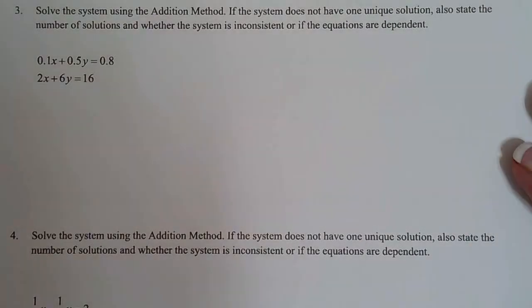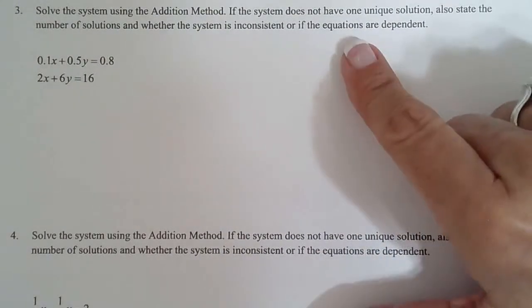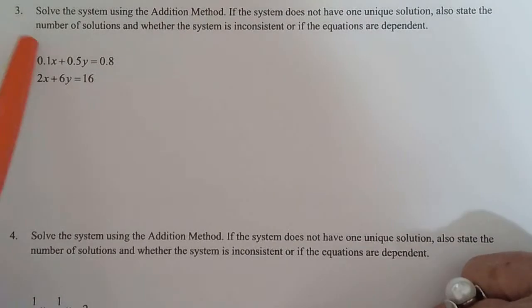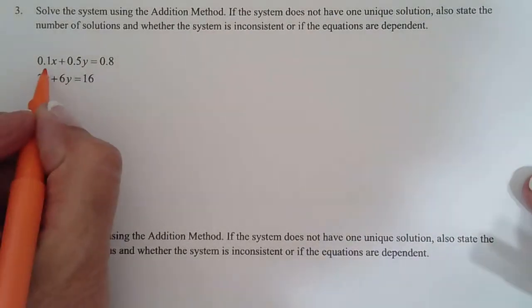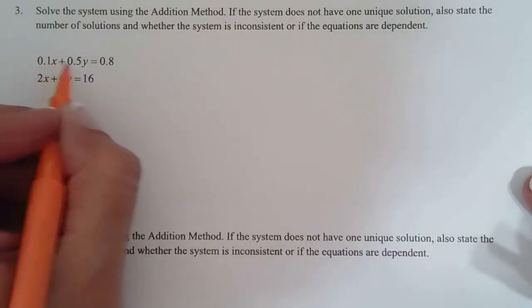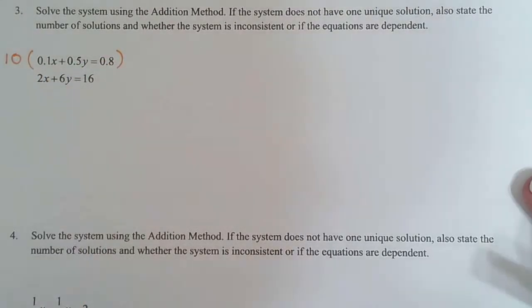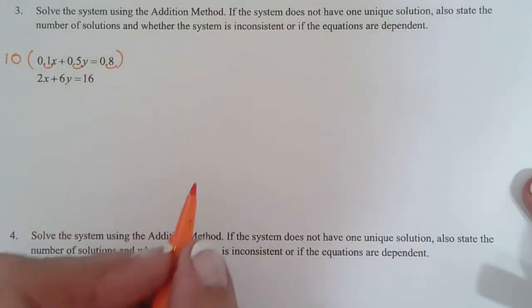So solve the system using the addition method. If the system doesn't have a solution, state whether it's inconsistent or dependent and how many solutions. So, we have a decimal here. Don't like decimals, don't like fractions. They're both already in standard form, but step 2 is get rid of decimals and fractions. One decimal place, remember that's 1/10, 5/10, 8/10, which means the common denominator is 10. And hopefully you remember from previous sections that just means move each decimal place over.